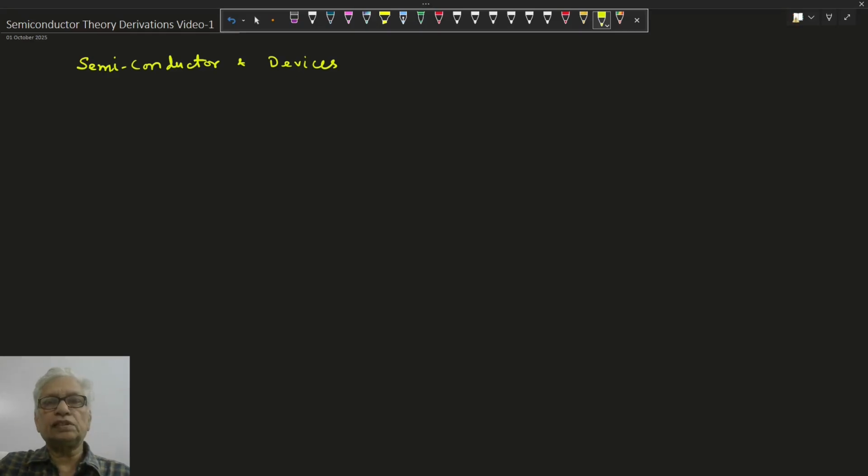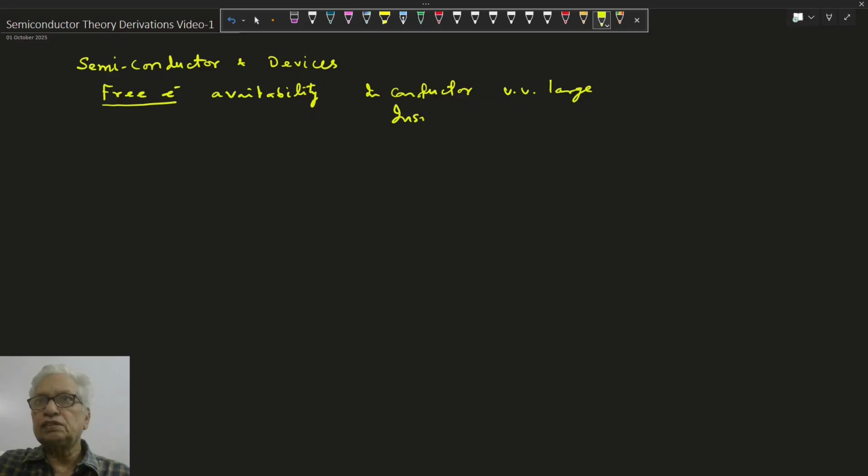Semiconductors and devices. The question arises: what is a semiconductor? By free electron theory, on the basis of free electrons available, conductors have a very large number of free electrons, insulators have very few, and semiconductors are in between. But on the basis of band theory, we can differentiate between them better.